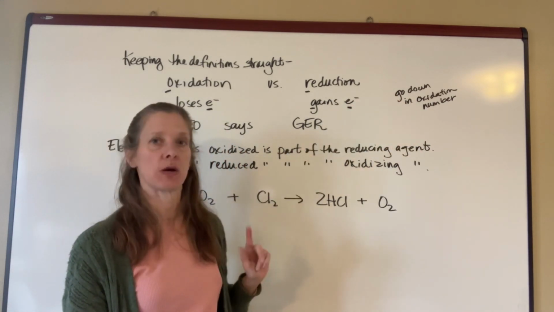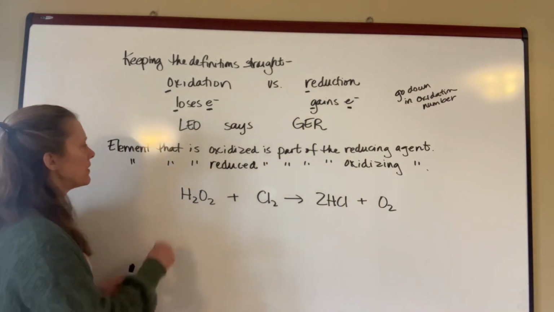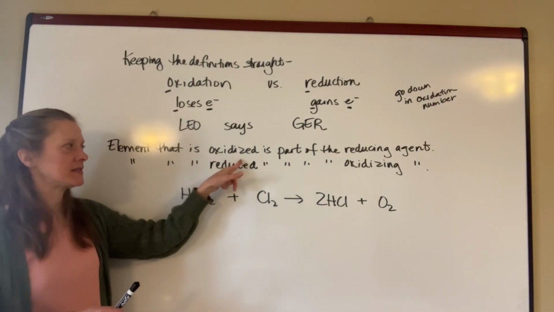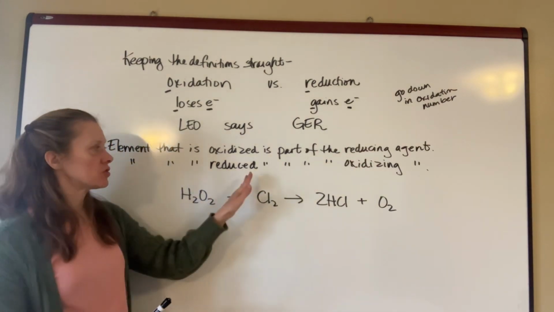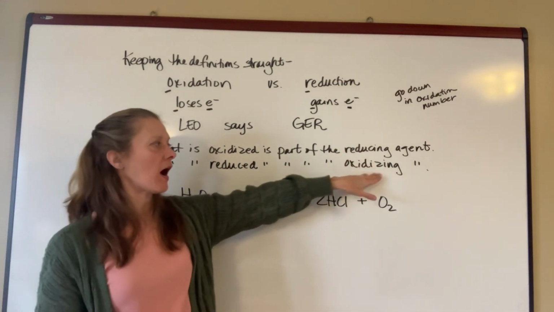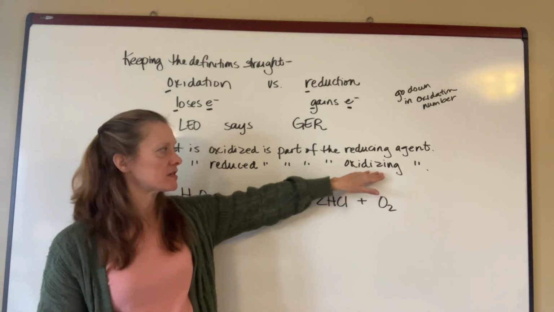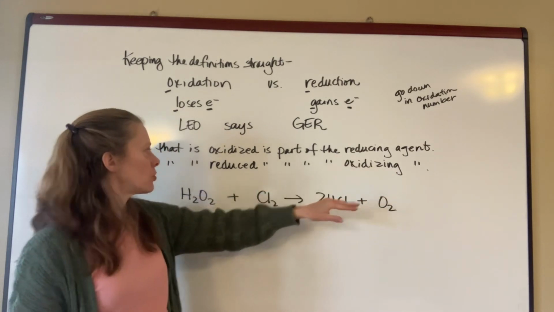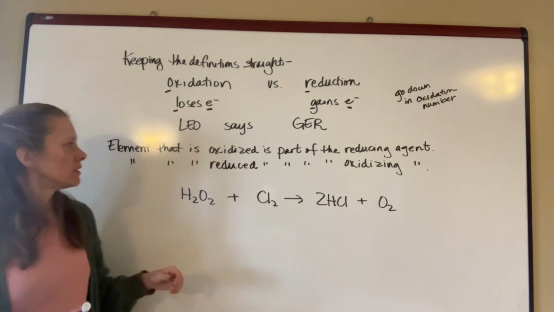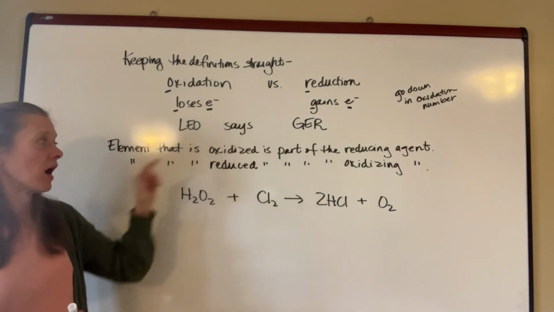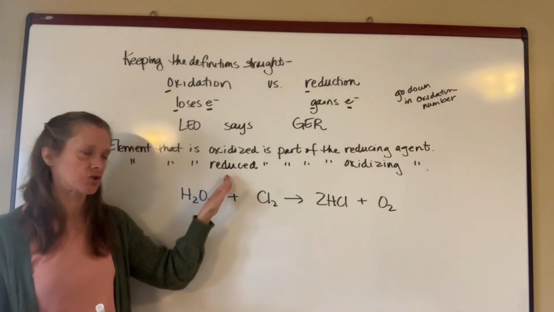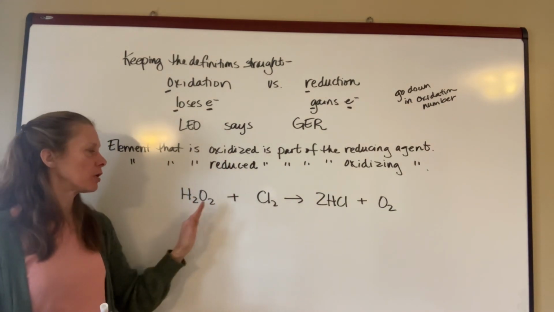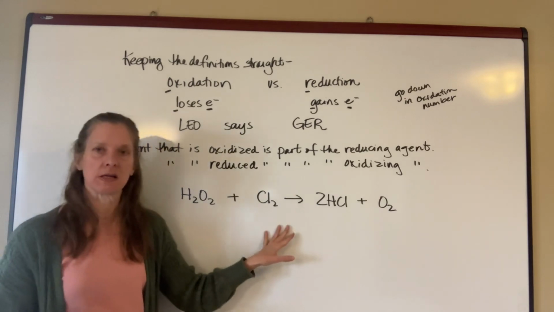So again, we'll do an example here in a second. The element that is oxidized is a part of the reducing agent, and the element that is reduced is a part of the oxidizing agent. So the oxidizing agent is going to cause the oxidation to happen. And as a result, the thing that is left behind is reduced. So again, I think it'll become a little bit more clear once we look at an example.